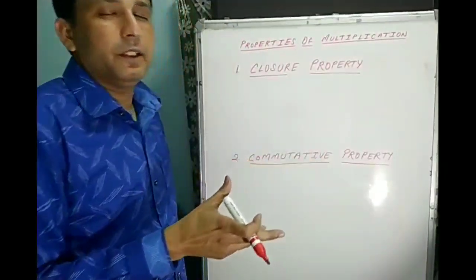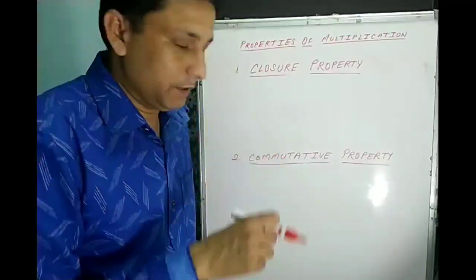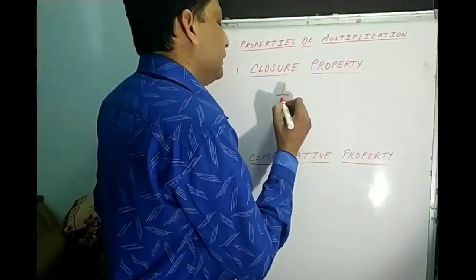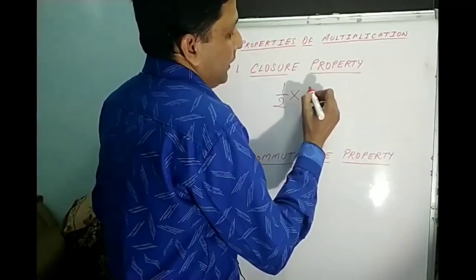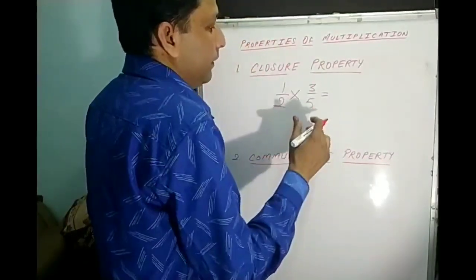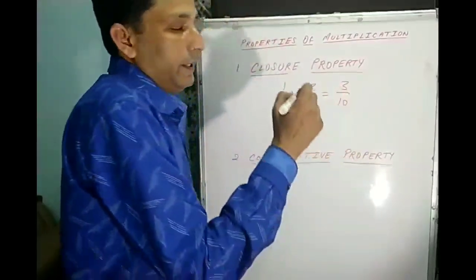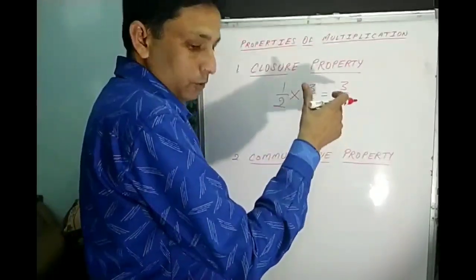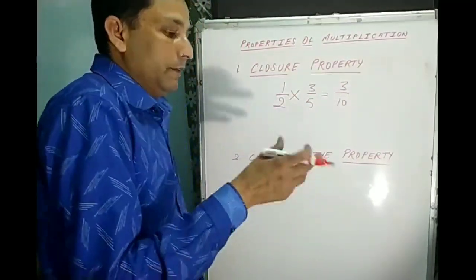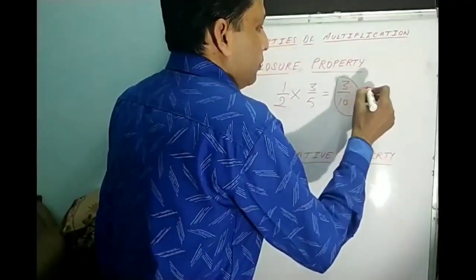What is closure property? The product of two rational numbers is always a rational number. Let's take an example. 1 upon 2 multiply by 3 upon 5. After multiplying we will get 3 ones are 3 and 2 5s are 10. 3 upon 10 is a rational number. So after multiplying any two rational numbers we get a rational number again. This property is known as closure property.